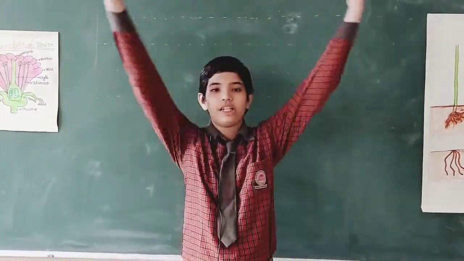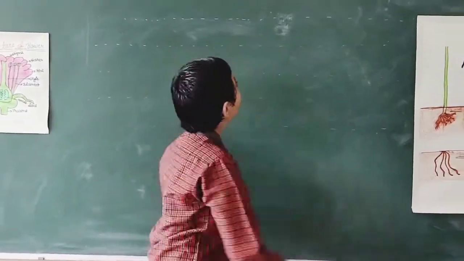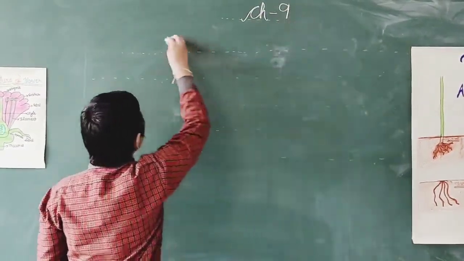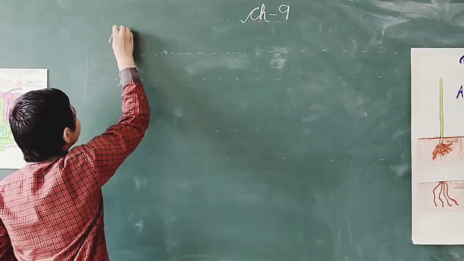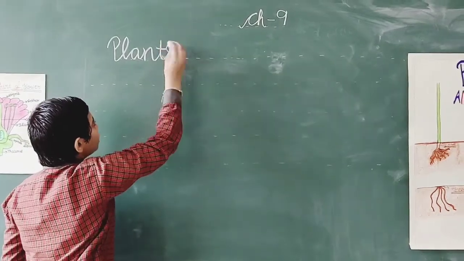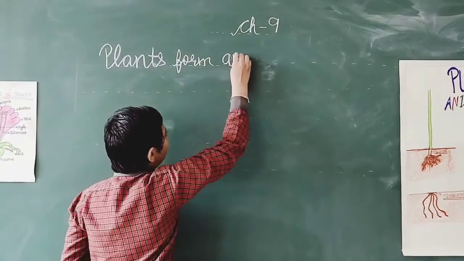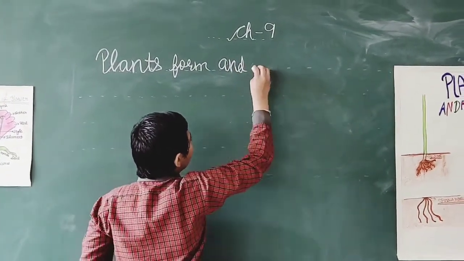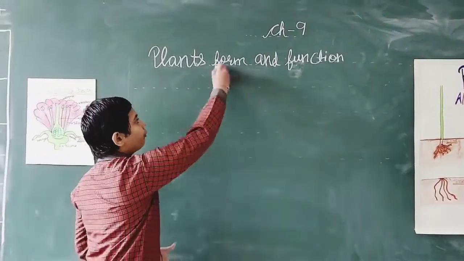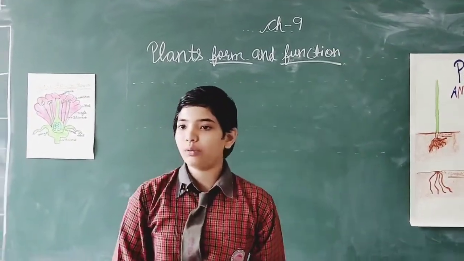I study in Sunrise Foundation School and today I am here for mastering the concept. My topic is Chapter 9, Plants: Form and Function. In this chapter, we will study about plants, how they are formed and what their functions are. I think everyone knows what plants are.